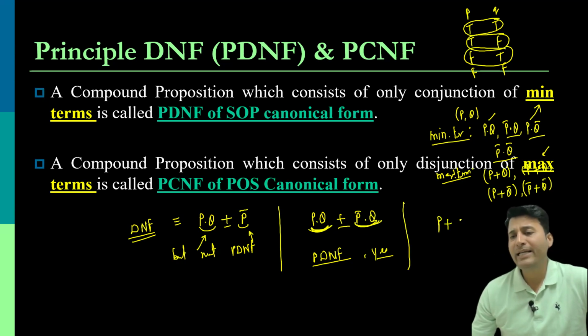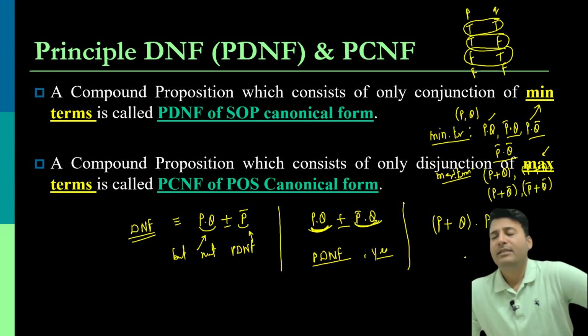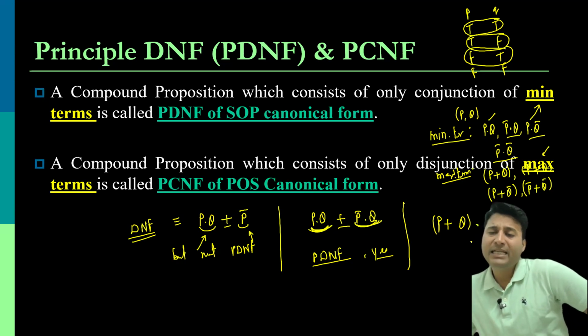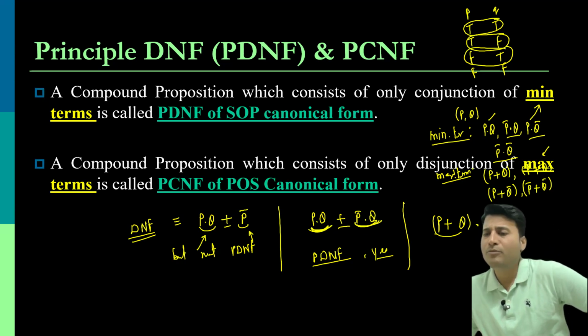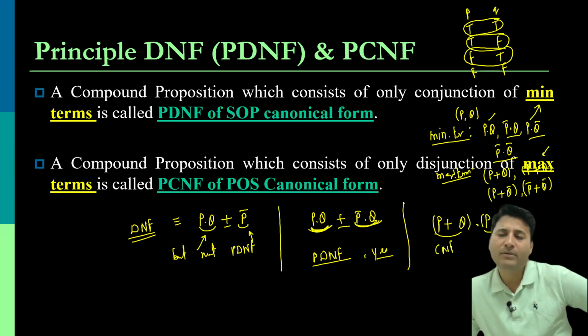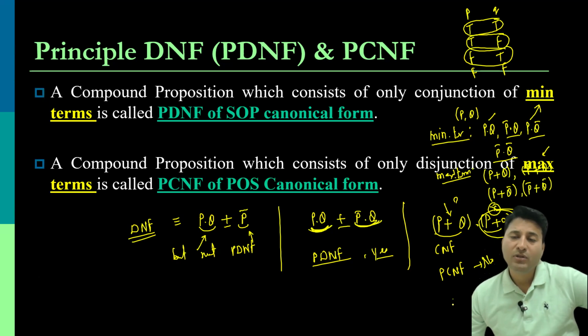If I take for two variable P plus Q and this P. So can I say it is PCNF? This is sum. This can also be written as sum, P plus 0. Yes, it is product of sum. So it is CNF, no problem. But can I say it is PCNF? The answer is no. Why no? Because this is a max term, but this is not a max term. This is not having variable Q. So I can write it as P plus Q complement.